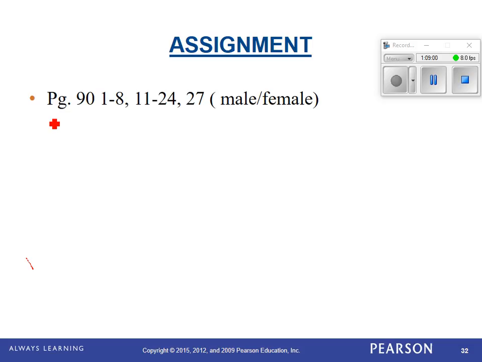That's your assignment on problem 27. Problem 27, it must have something to do with male and female. Separate them, so you do male and female separately. It'll probably make sense when you get to problem 27.